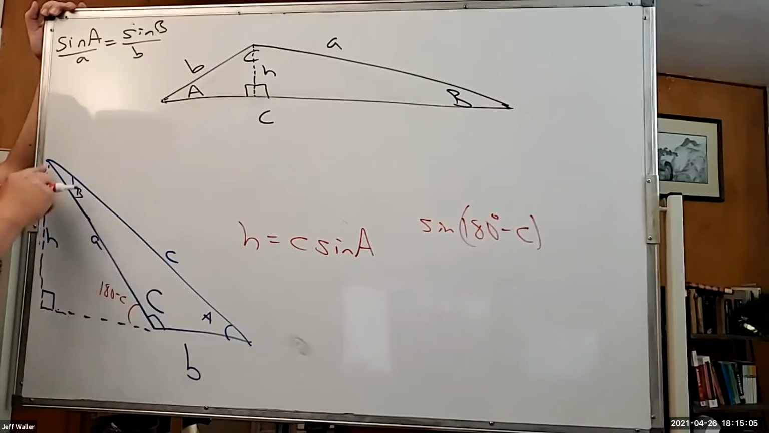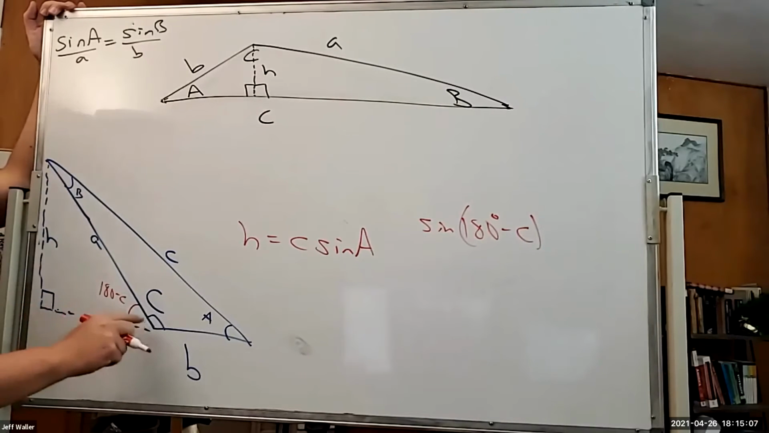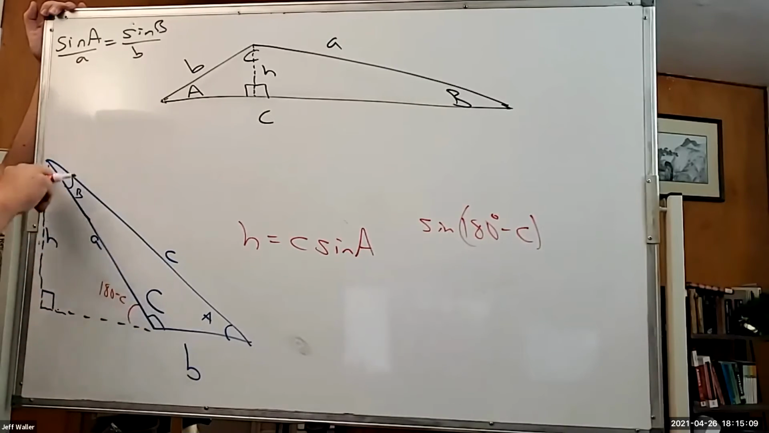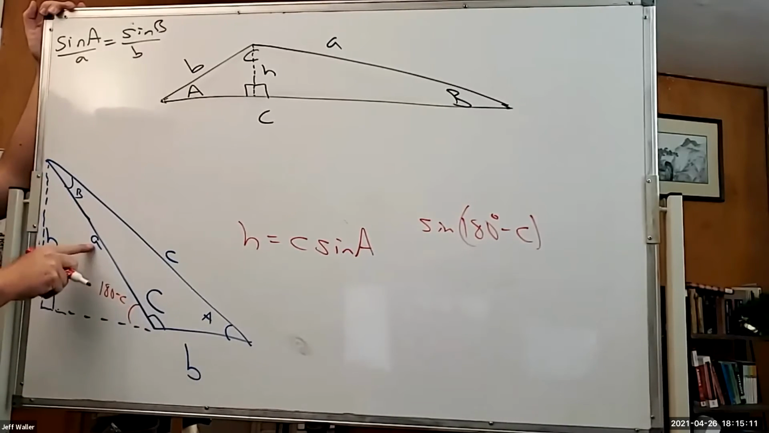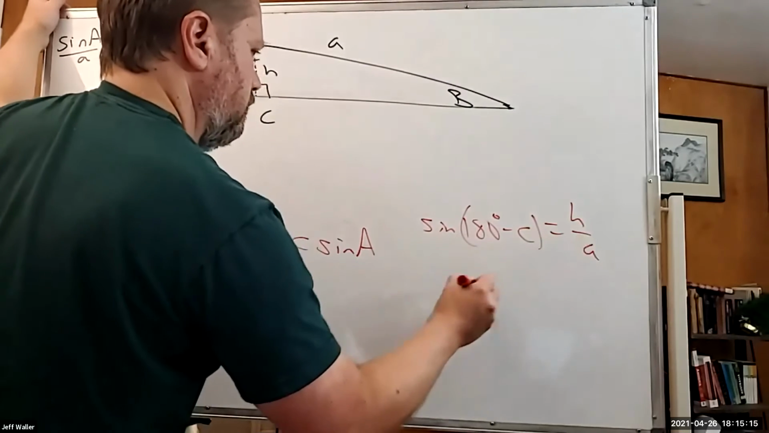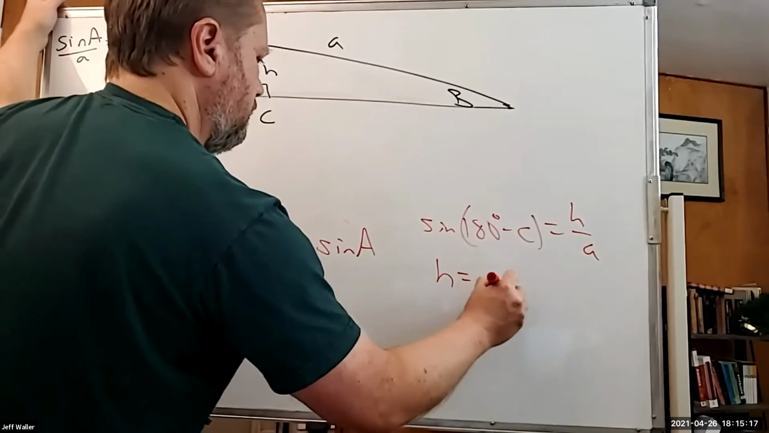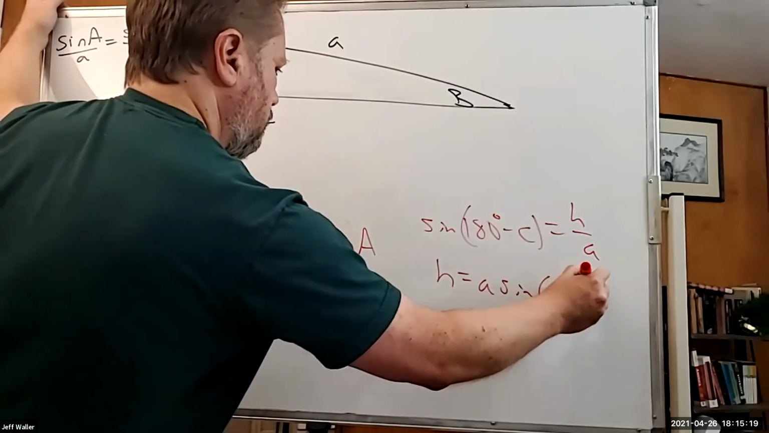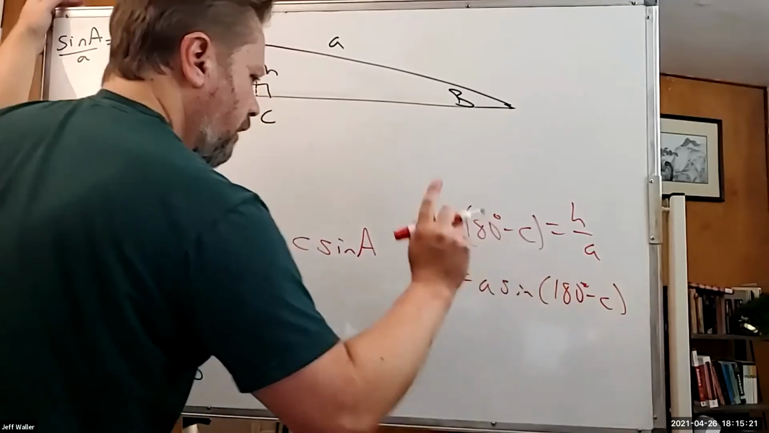For this triangle here, what's the hypotenuse? A. And you got this side, so it's going to be H over A. So you got H equals A sine of 180 degrees minus C. All right, now think about it.